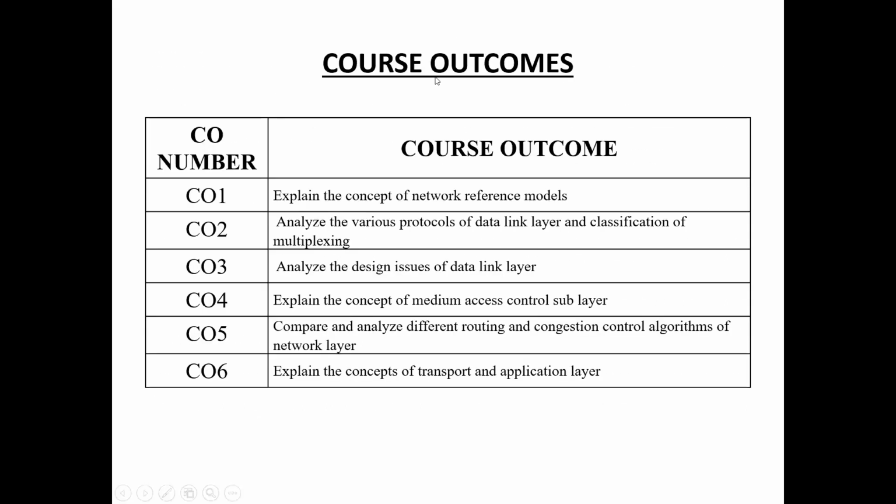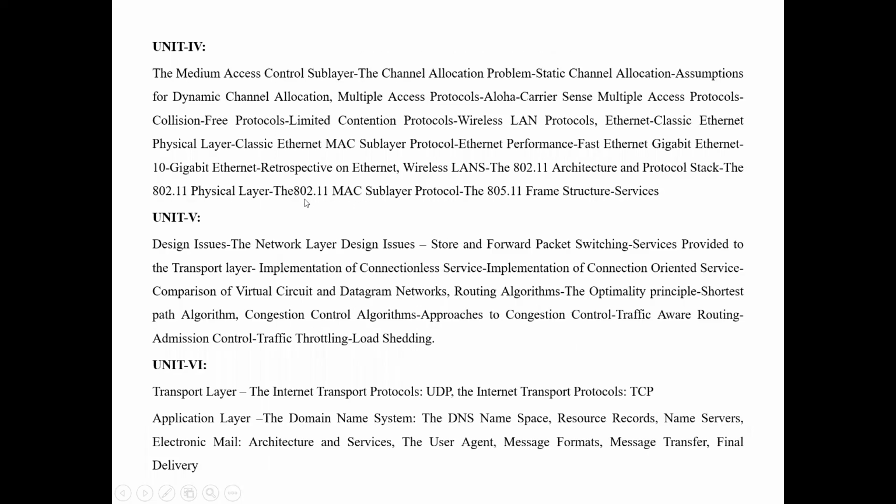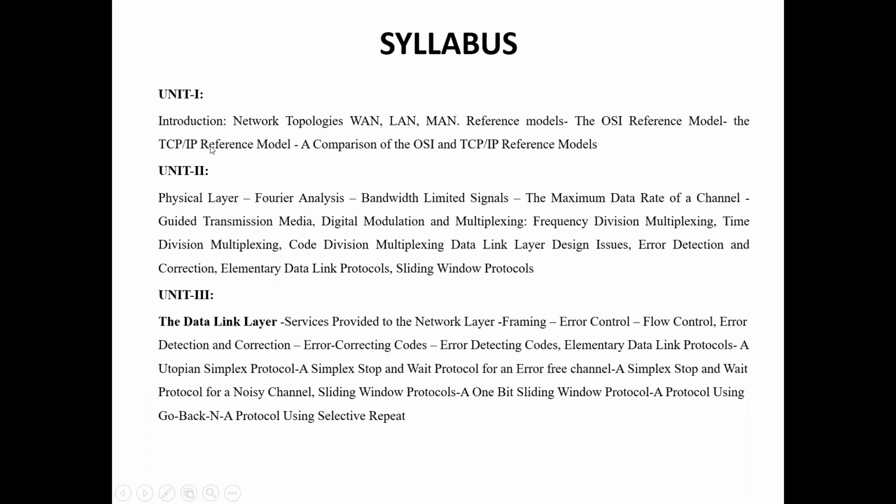And next, course outcomes. That means after the completion of the course, the student will be able to explain or understand the concept of network reference models. That is unit 1. CO1 corresponds to unit 1, reference models, the OSI reference model and the TCP/IP reference model.